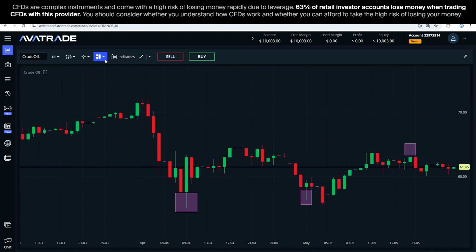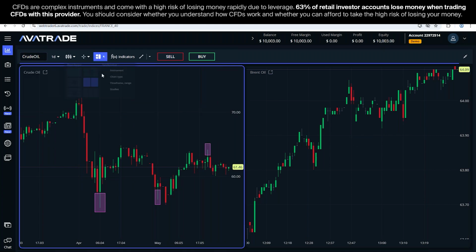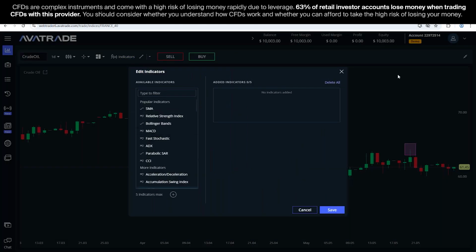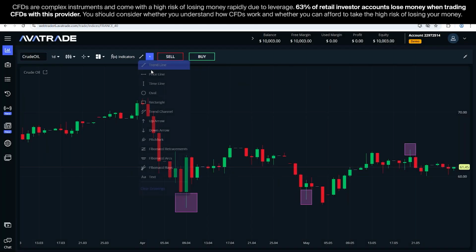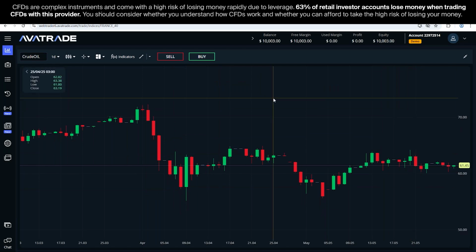Excellent. If we keep going to the right, we have here different time frames. So if I would want to see the Brent oil and crude oil simultaneously, we can have crude oil and Brent oil and crude oil, which is amazing. We're going to stick with one at the moment. If I keep going to the right, we have indicators and we have this tiny arrow with all kind of useful things we can place on the chart.